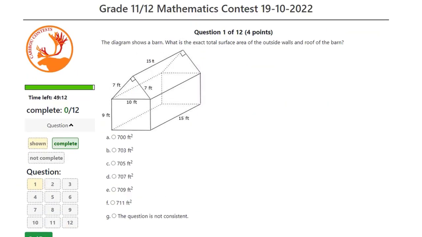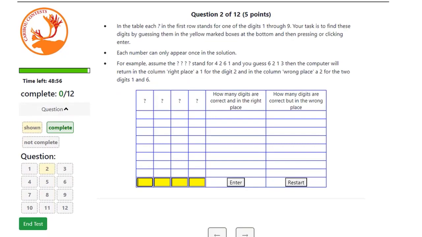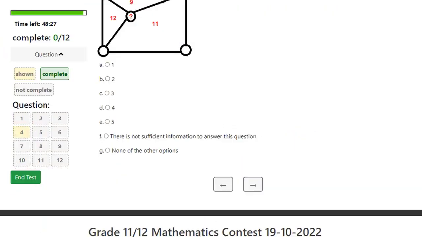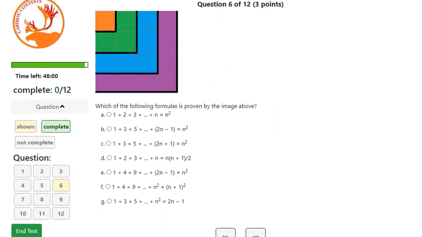Okay, it's question 1. The idea we want to consider is similar also for other grades. Let's start, for example, with this problem. It says, which of the following formulas is proven by the image? So it is 1 plus 3 plus 1, 2, 3, 4, 5. Next one is 7, 1, 2, 3, 4, 5, 6, 7. Look, it is a 4 by 4, 4 squared. If we say 1 plus 3 plus 5, it is what?